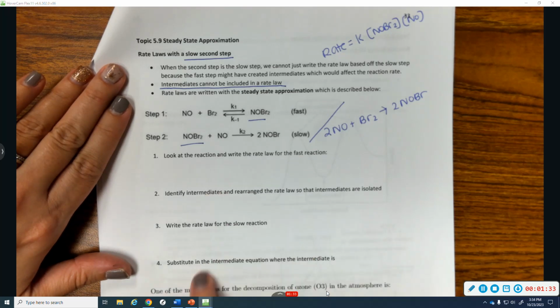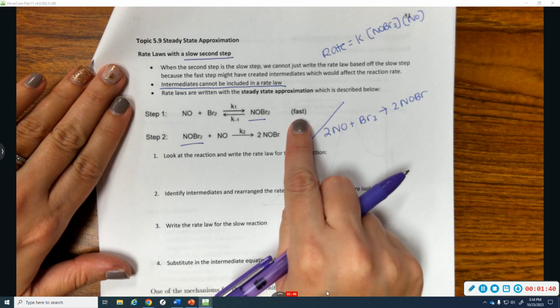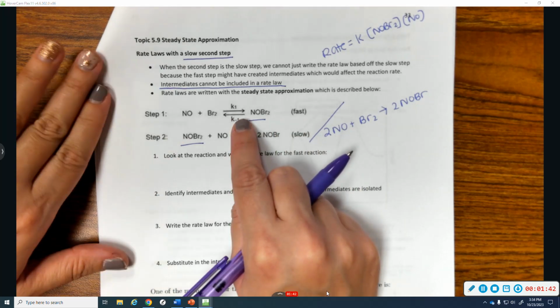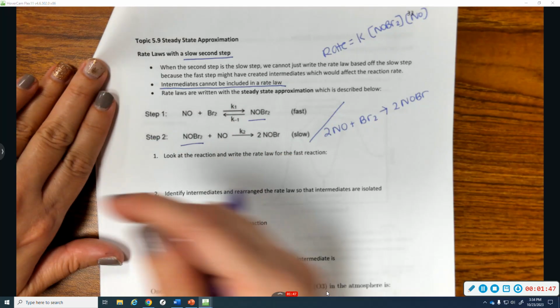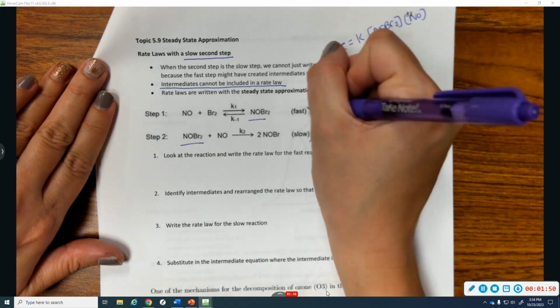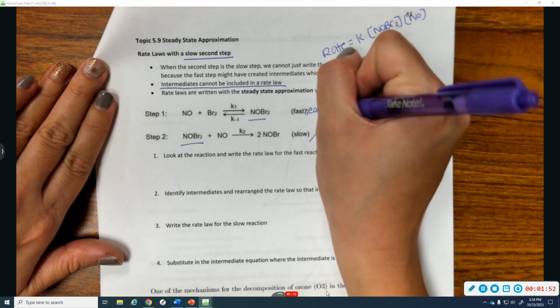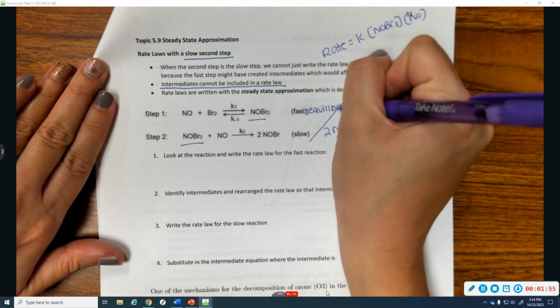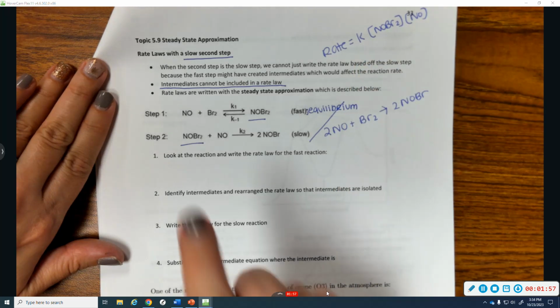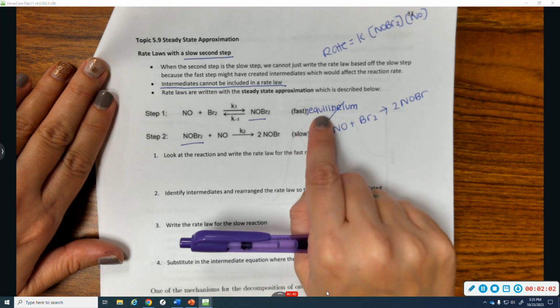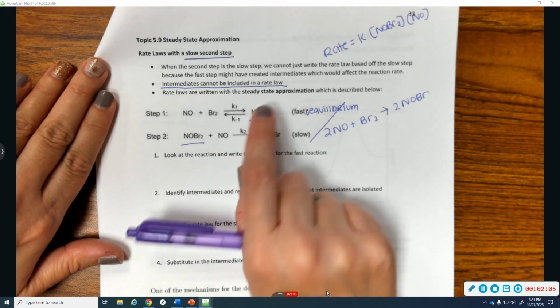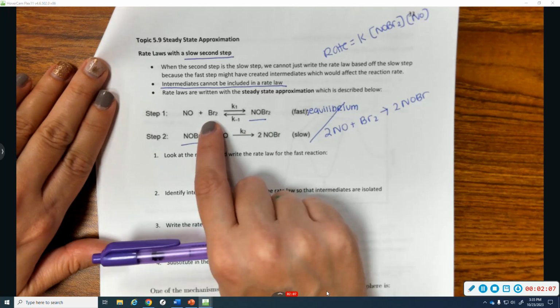These steps explain how to do this. First, it's not in the notes, but this step is fast. And you probably don't know this yet, but we have a forward arrow and a reverse arrow, which means this reaction goes in reverse. Oftentimes, these problems will say fast and equilibrium. If they don't say equilibrium, equilibrium can be implied if you're asked to find a rate law for a fast step, because at equilibrium, the rate of the forward reaction equals the rate of the reverse reaction.